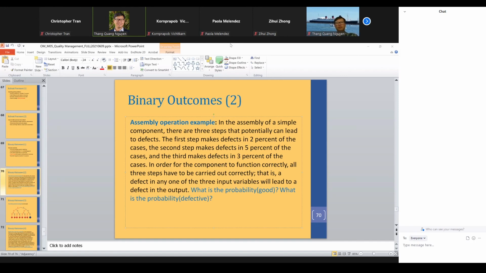So here, at the end, we need to calculate the probability of being good and the probability of being defective, because as a manager, we really want to know this so that we can improve our process over time, right? Okay, so let's work on this example together.